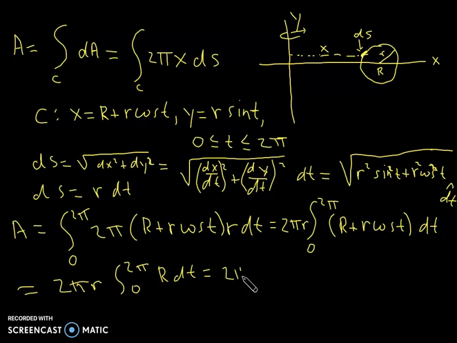Okay, so for our surface area, we get 2 pi times little r, times 2 pi times big R. We take that product, and we get 4 pi squared times little r times big R. And that's our surface area.